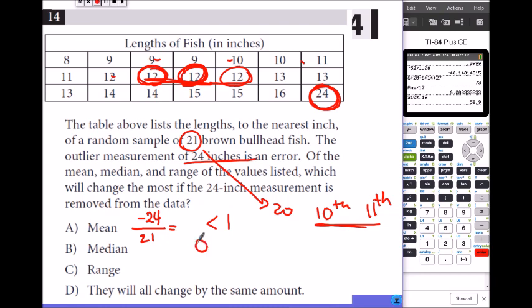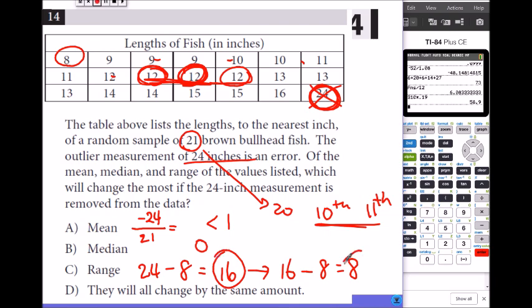What about the range? Range is the greatest number, 24, minus the smallest, 8, which is 16. Now when we get rid of 24, it's 16 minus 8, which is 8. So from 16 to 8, there was a difference of 8, so the range has the most difference.